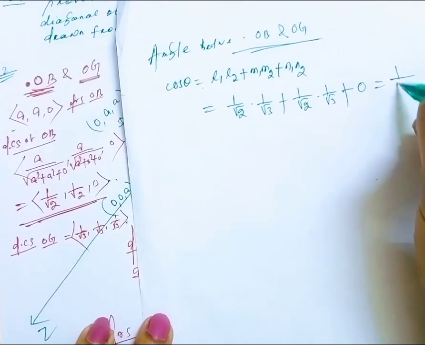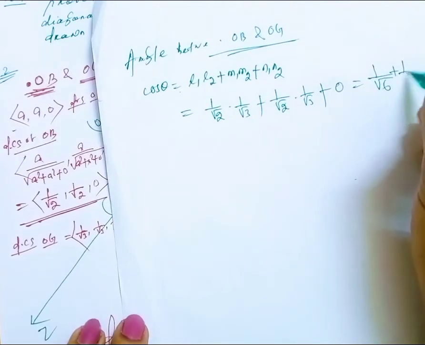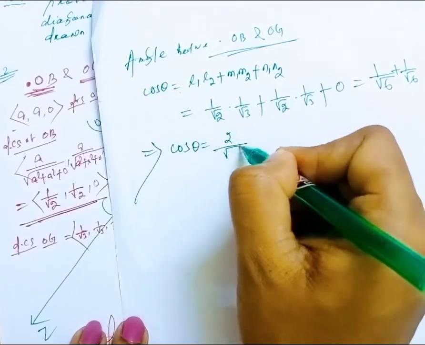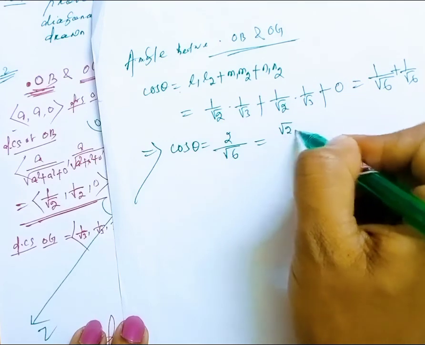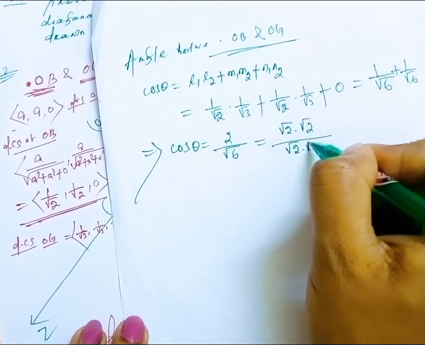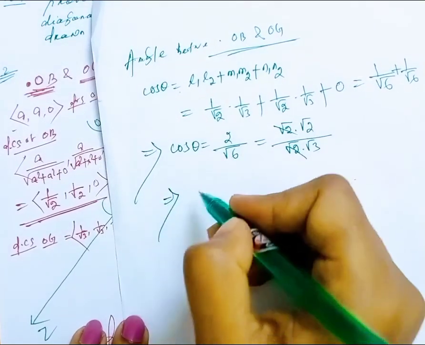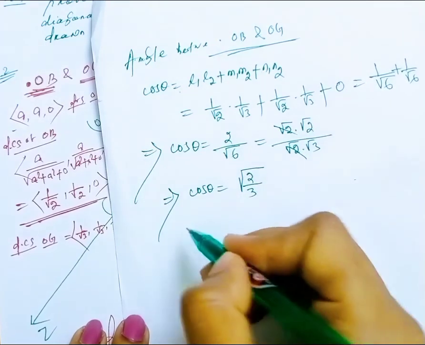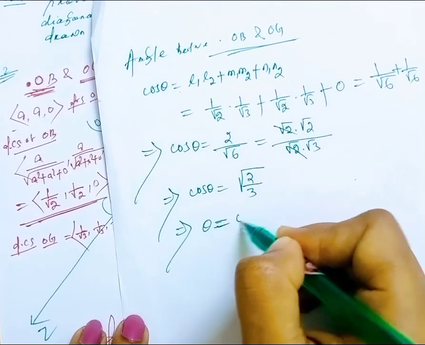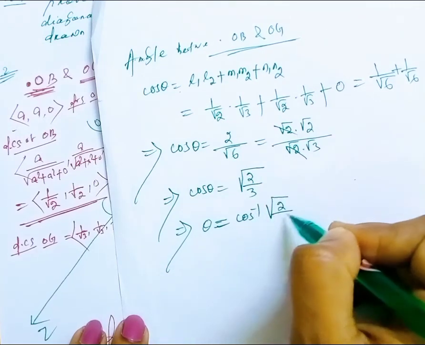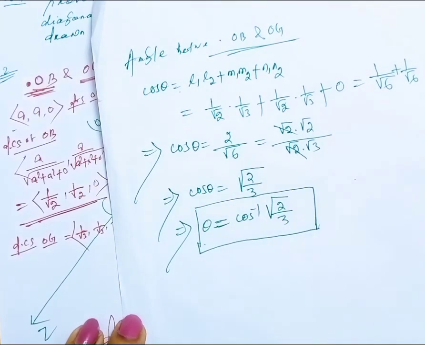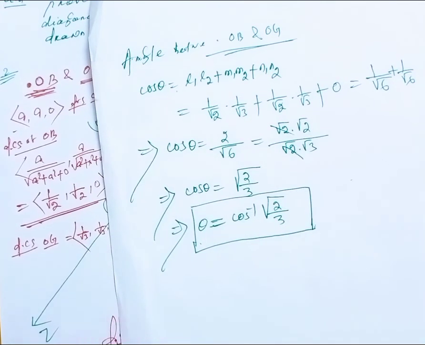So this is 1 by root 6 plus 1 by root 6. This implies cosine of theta equals 2 by root 6. You can write it as root 2 into root 2 divided by root 2 into root 3, and this cancels. Then cosine of theta equals square root of 2 by 3, and theta becomes cosine inverse square root of 2 divided by 3. This is your angle between the diagonal of a face and the diagonal of the cube from a vertex.